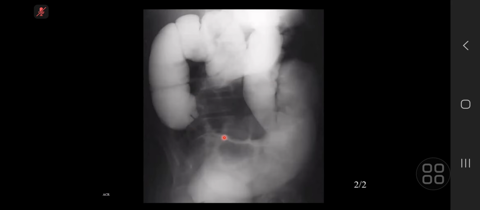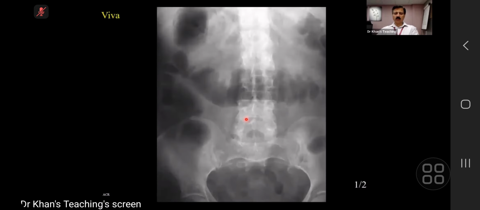So there is a twist here, and again, you can see haustra. So this was a cecal volvulus. Okay, what do you think is happening here?